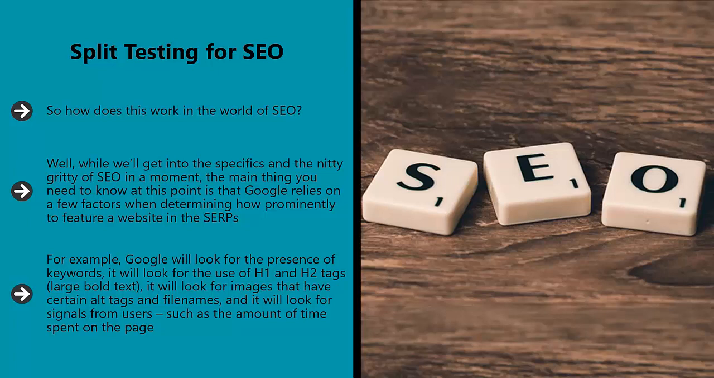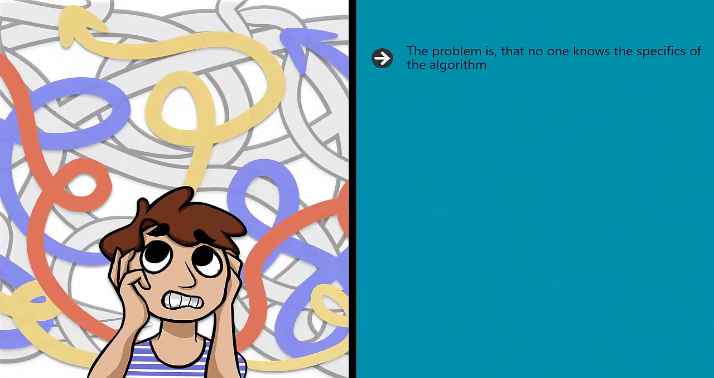It will look for the use of H1 and H2 tags, large, bold text. It will look for images that have certain alt tags and file names, and it will look for signals from users, such as the amount of time spent on the page. The problem is that no one knows the specifics of the algorithm.